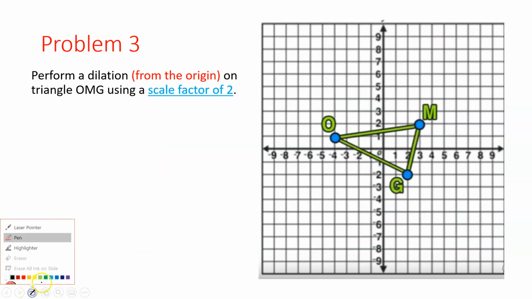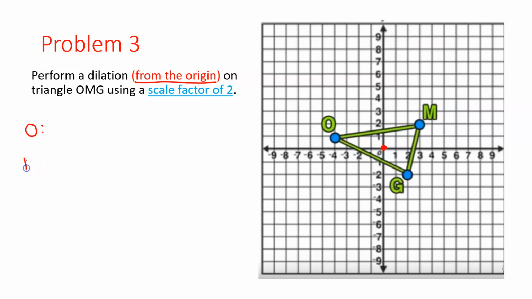Okay, problem number 3. Perform a dilation from the origin on triangle OMG using a scale factor of 2. My scale factor is 2, so I know this is going to get much bigger. And since we're dilating from the origin, from the center, we're going to use the coordinates for O, for M, and G. So what are the coordinates for O?